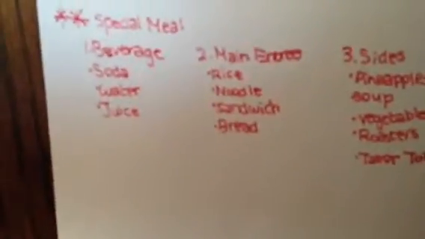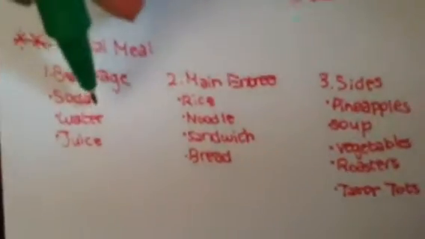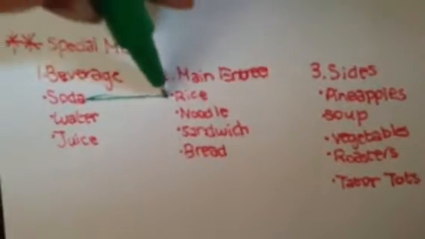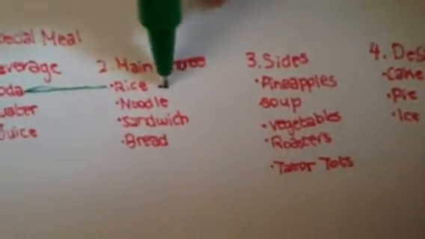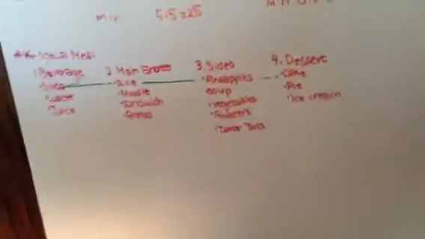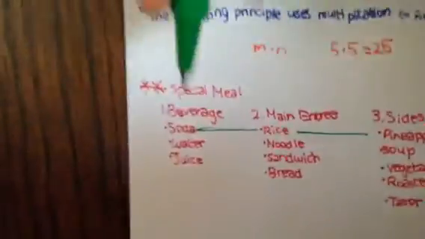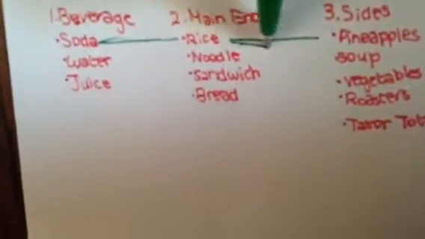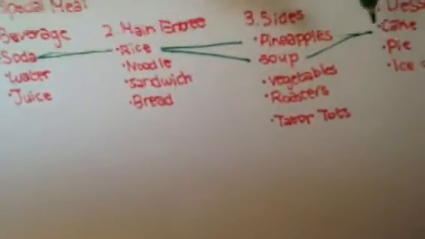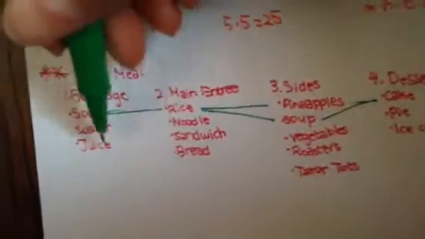Alright, so let's try to use a tree diagram here. For the beverage, I can match soda with the main entree of rice. I can match these two together. And I can match rice with the pineapples and pineapples with cakes. That's one of the possibilities that I can choose for my meal. And the soda can also match rice, then the rice can match soup, and the soup can also match cake. If I keep doing this for water, juice, noodles, sandwich, bread, vegetables, roasters, tater tots, pie, and ice cream, that would be a large tree diagram. And you don't want that, right?